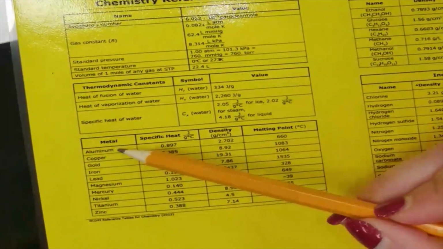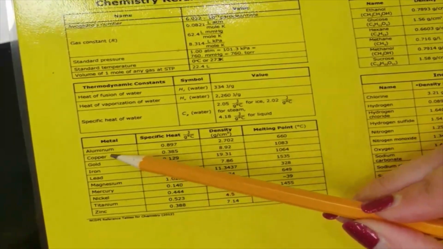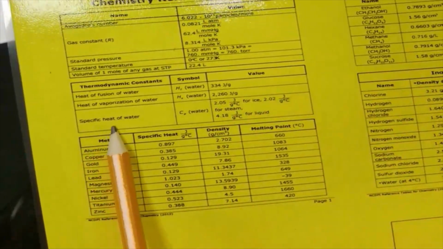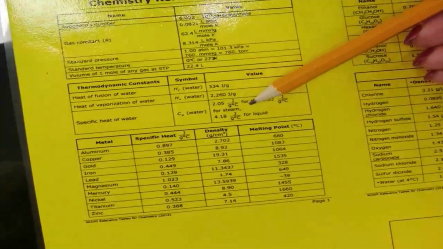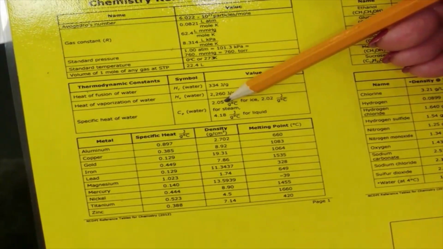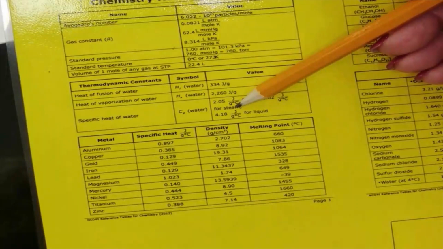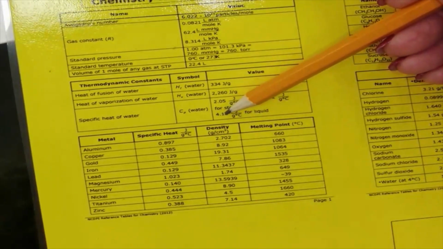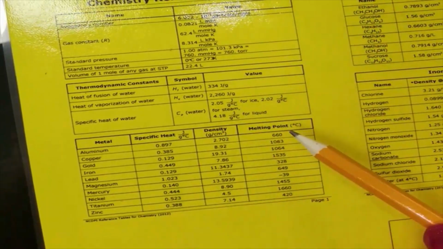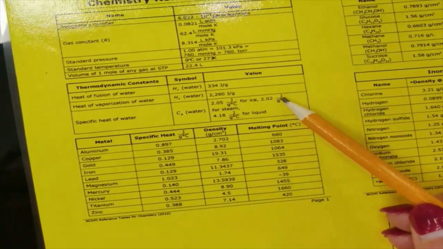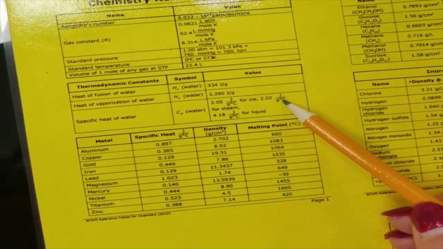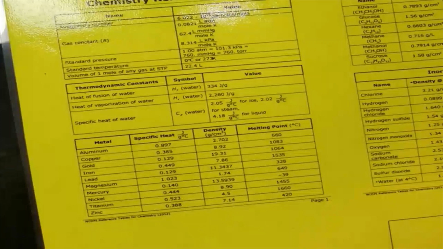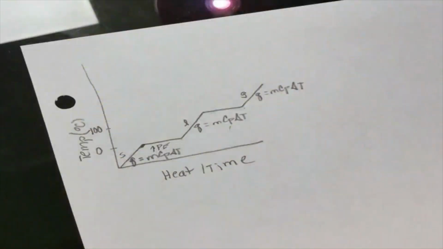On page 1, we have the specific heat of a bunch of different metals, but we also have the specific heat of water as well, where the specific heat for ice is 2.05. The specific heat for steam is 2.02, and the specific heat for water is 4.18. You'll notice our units are all the same: joules divided by gram degree Celsius. So all specific heat has those units, joules divided by gram degrees Celsius.